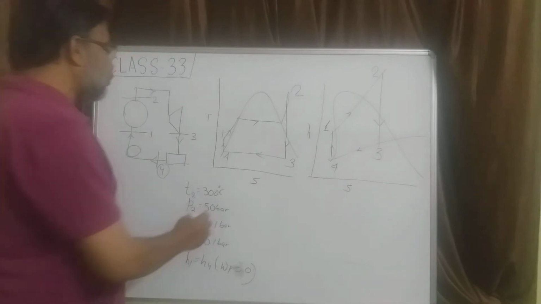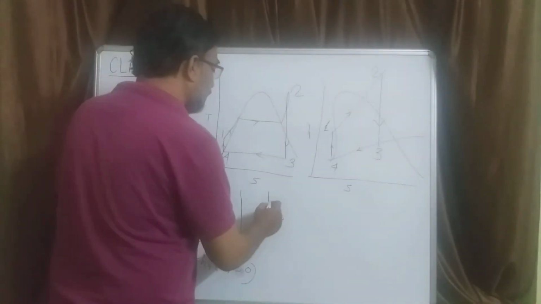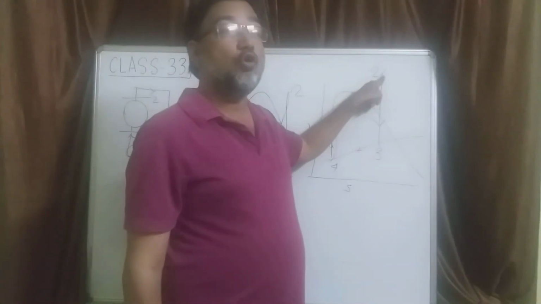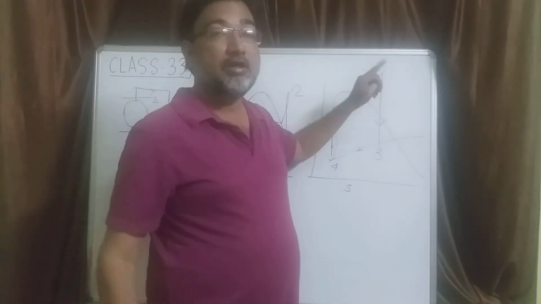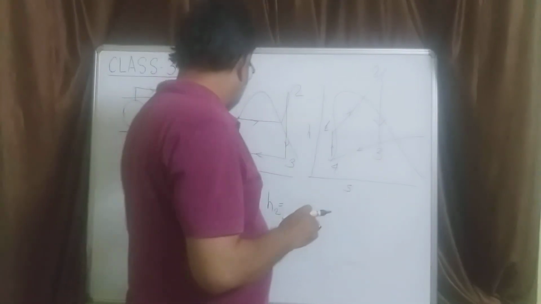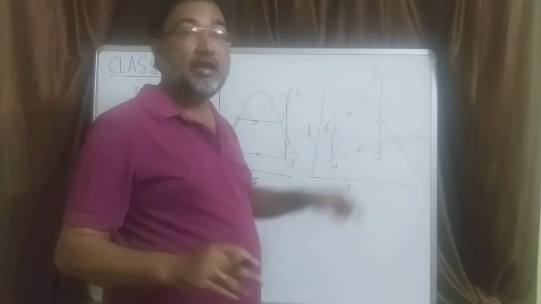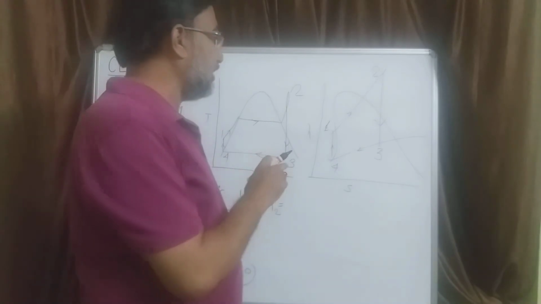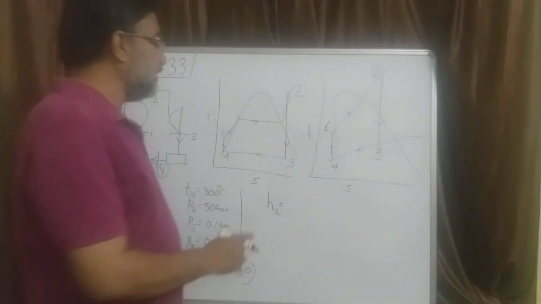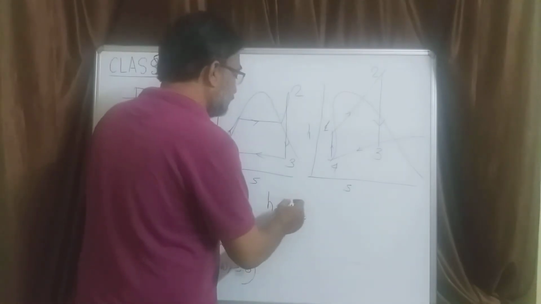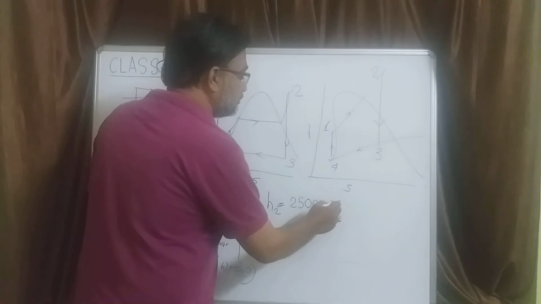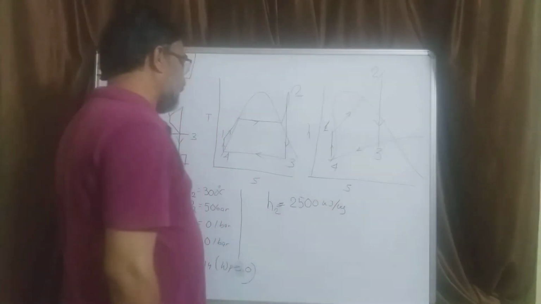Now, how to find out H2? H2 can be obtained from the Mollier diagram. And how to locate point 2 in the Mollier diagram? This point 2 is the point of intersection of the 50 bar pressure line and 300 degree temperature line. So 50 bar pressure line and 300 degree centigrade line, you find out H2. Say H2 is 2500 kilojoules per kg. Just for example, let this be the value.